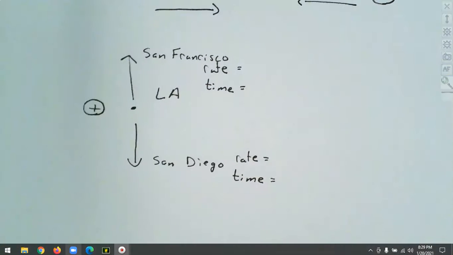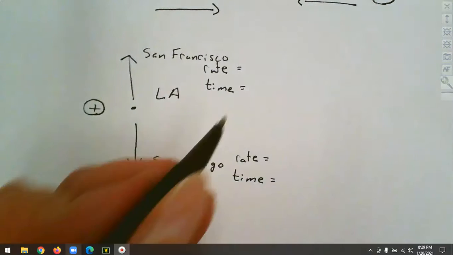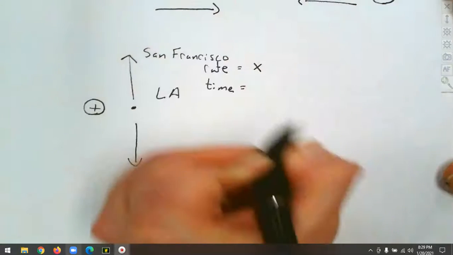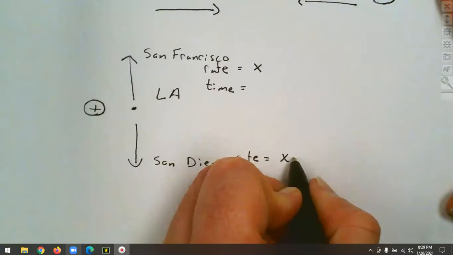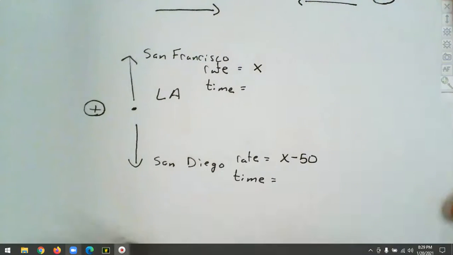So let's see if we can come up with our components. One goes north, one goes south, and it says the San Diego plane flies 50 miles an hour slower than the San Francisco plane. So we don't know the San Francisco plane speed, so we're going to call the San Francisco plane x. And we know that the San Diego plane is slower, and it's slower by 50, so it's going to be x minus 50.